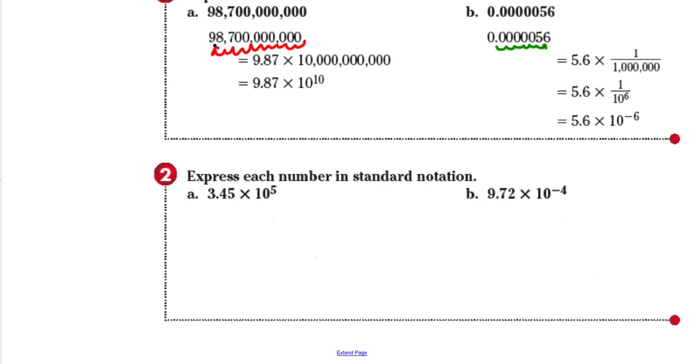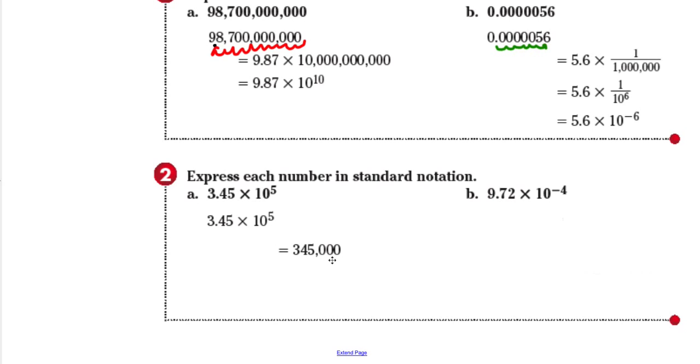Express each number in standard notation. This time we're doing the opposite. We're expressing this in standard notation. So we copy the problem. And since we are expressing this in standard notation, the exponent is positive. That means we do the opposite of what we did here. So we simply move the decimal 5 spaces to the right.